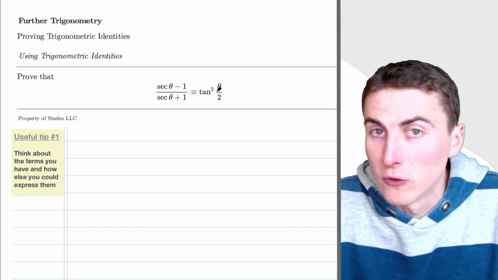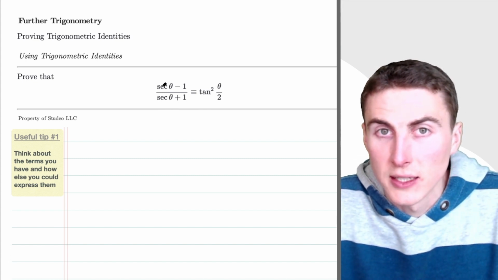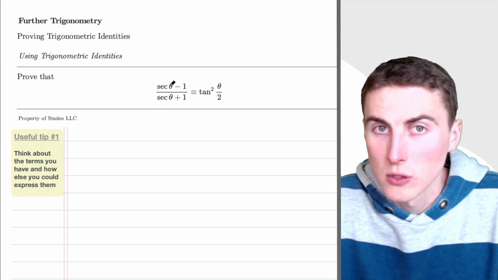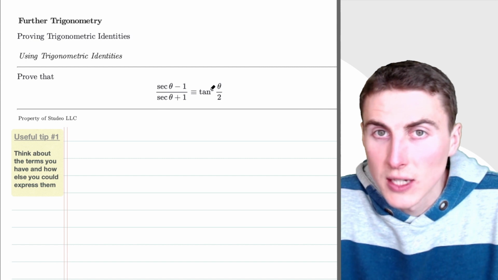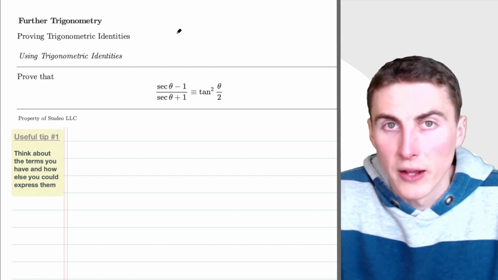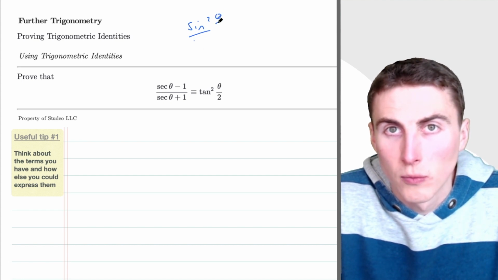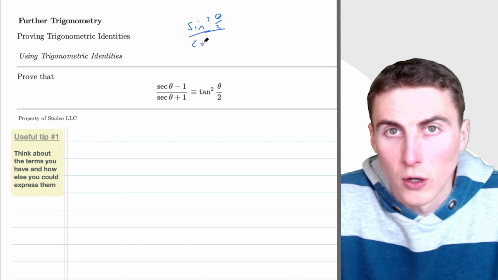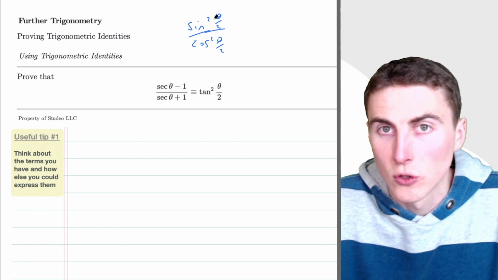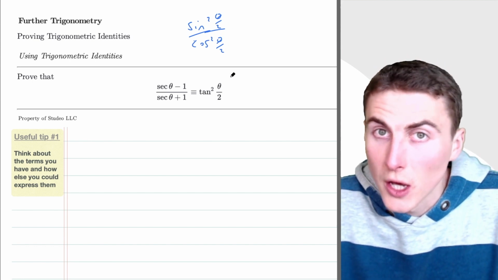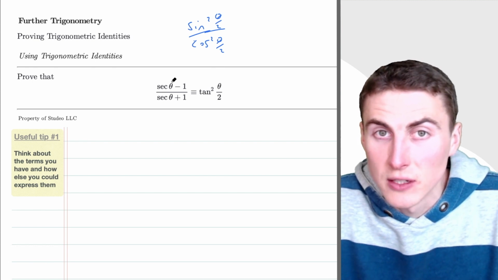So looking at this before I start, I see these secs. So I know I'm probably going to change those into 1 over cos. Here I've got a tan squared. So I think tan squared might at some point go to sine squared of pi over 2 over cos squared pi over 2. Just because tan is sine over cos, I know it might have to be written like that at some point.